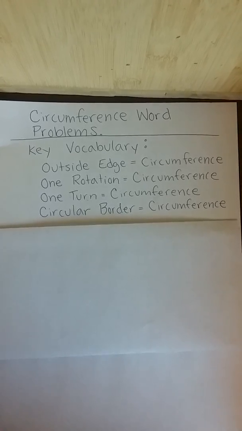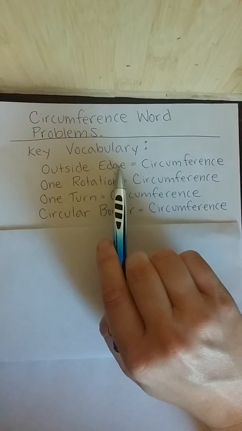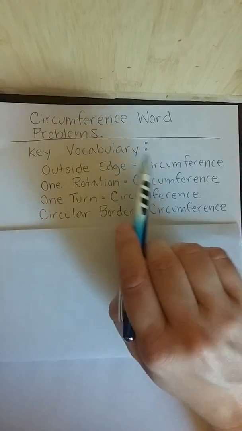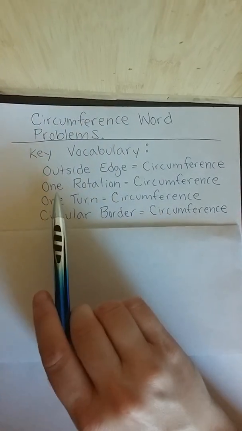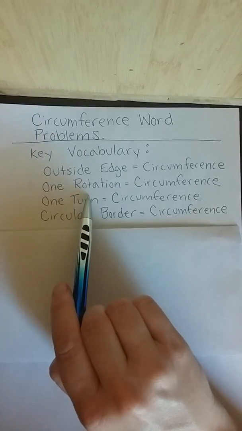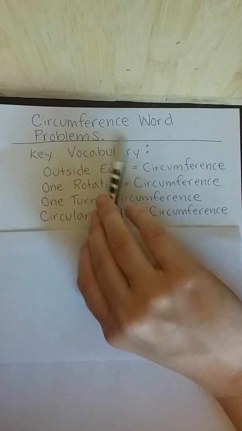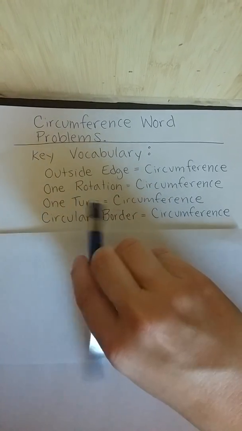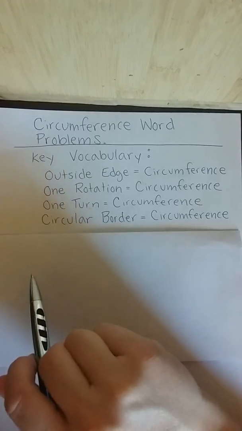Here are some words that mean circumference. One of them is outside edge. Outside edge means you're along the outside of a circle, which is the circumference. Another key word is one rotation. One rotation means something is spinning, like if I spin this pen around. And when you've completed a whole rotation, then you've moved in a circle.